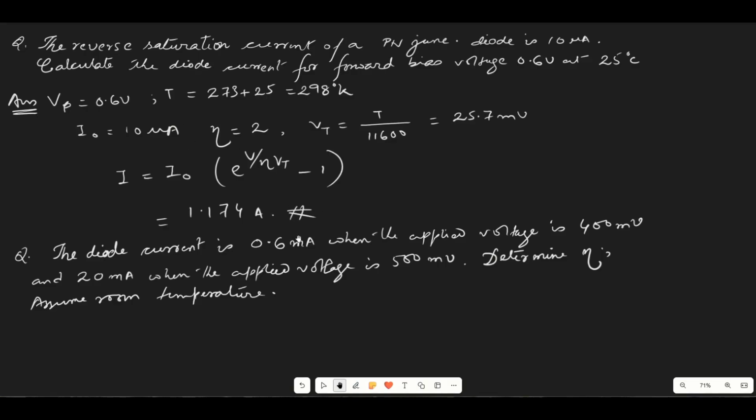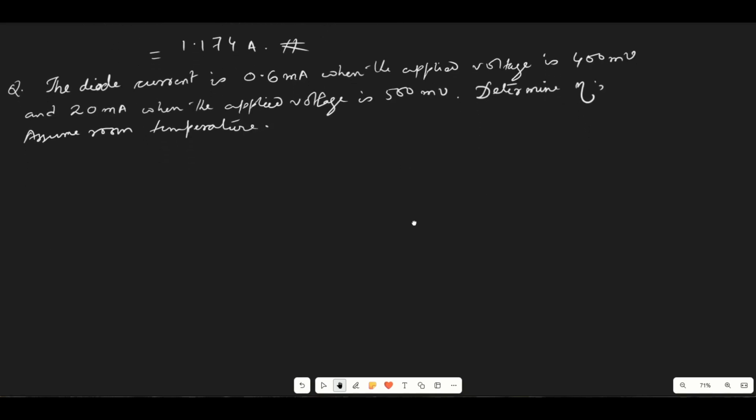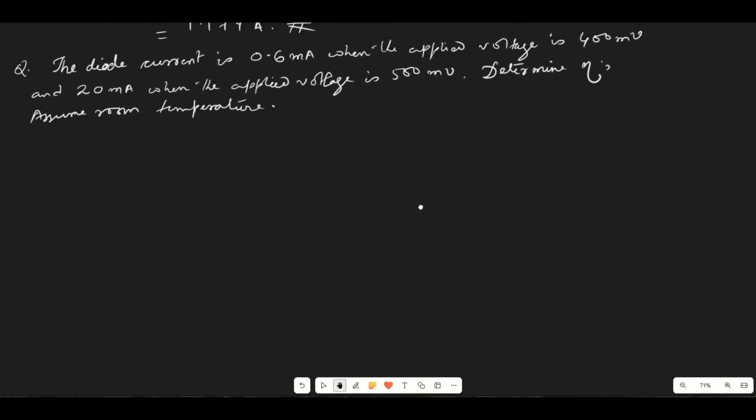So this is a straightforward question where we have to determine the diode current. Now moving on to another numerical. The second numerical states that the diode current is 0.6 milliampere when the applied voltage is 400 millivolt, and 20 milliampere when the applied voltage is 500 millivolt, and we have to determine the value of eta. Also given, assume room temperature.